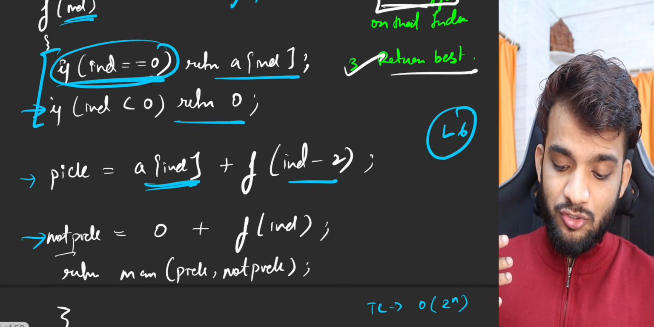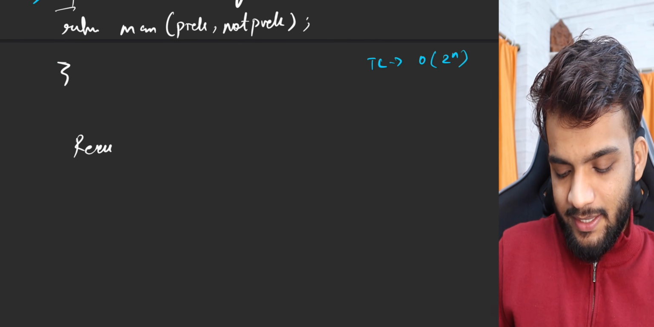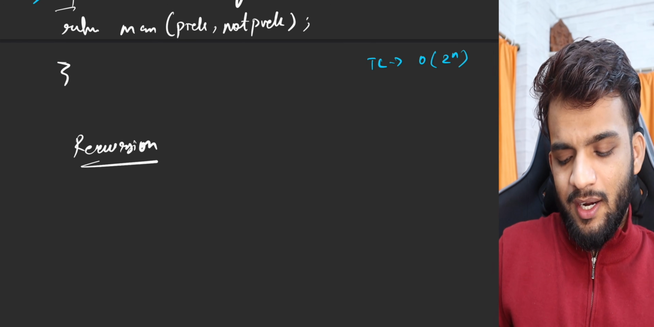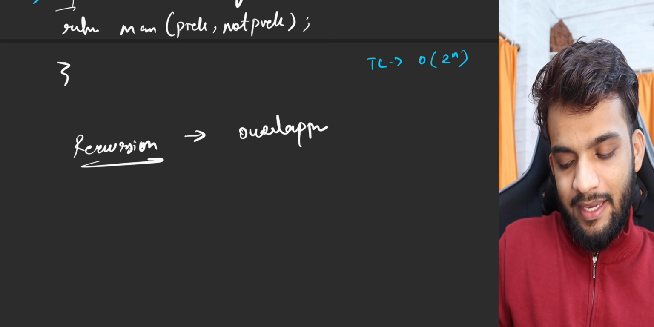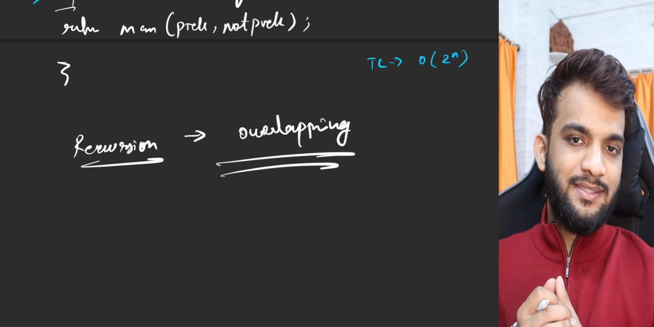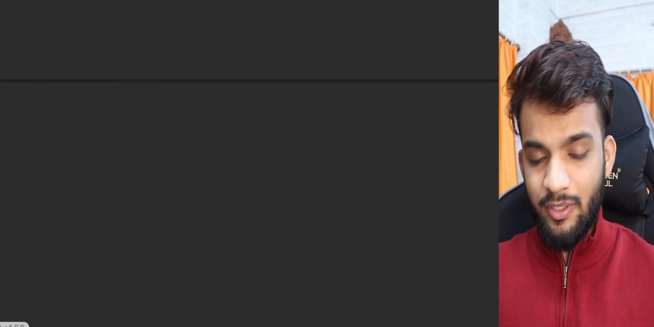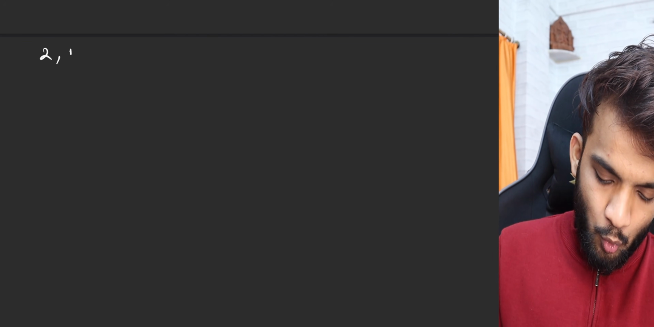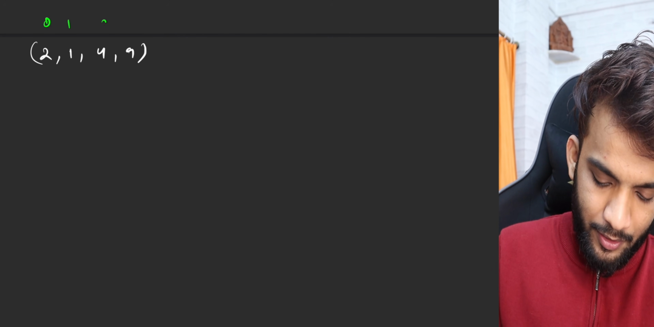Now the question arises, how do you optimize recursion? You have to figure out if the recursion has overlapping subproblems. If the recursion has overlapping subproblems, then we can definitely memoize it, right? So it will have overlapping subproblems. So what we will do is we'll take a very simple example, 2, 1, 4, 9, and I'll write the index numbers as 0, 1, 2, 3.